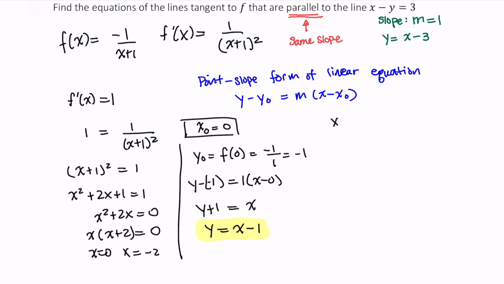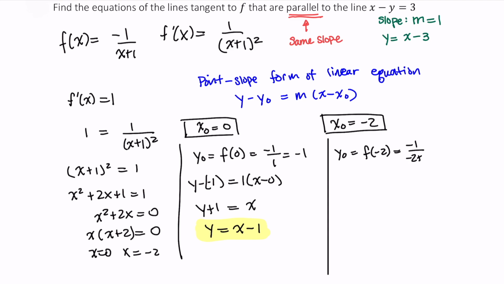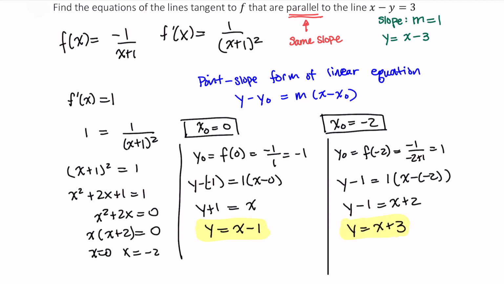All right, so now let's look at the case where x naught is equal to negative 2. So when x naught is equal to negative 2, y naught is equal to f of negative 2, which is negative 1 over (negative 2 plus 1), which is equal to 1. So y minus 1 is equal to 1 times (x minus negative 2). So y minus 1 is equal to x plus 2, or y is equal to x plus 3. And here is our other tangent line that we're going to look at.